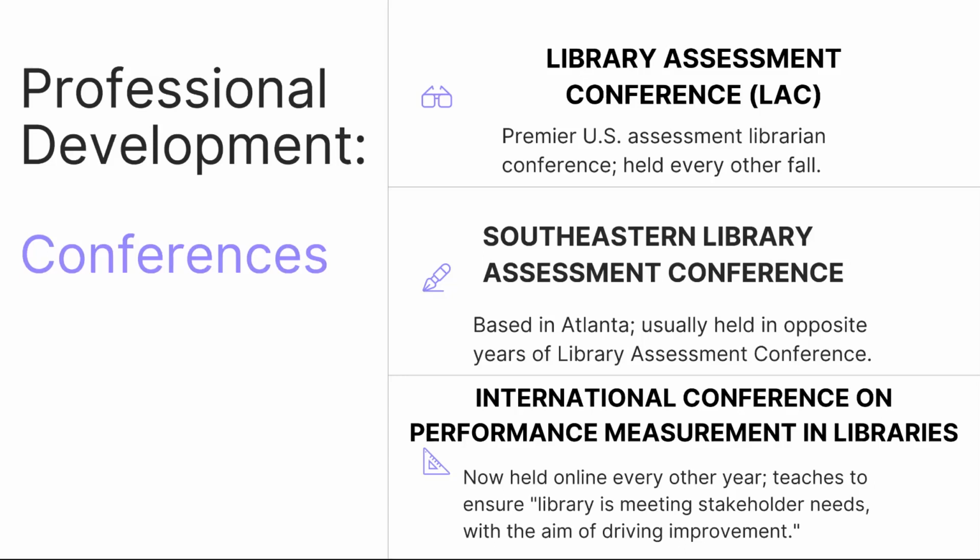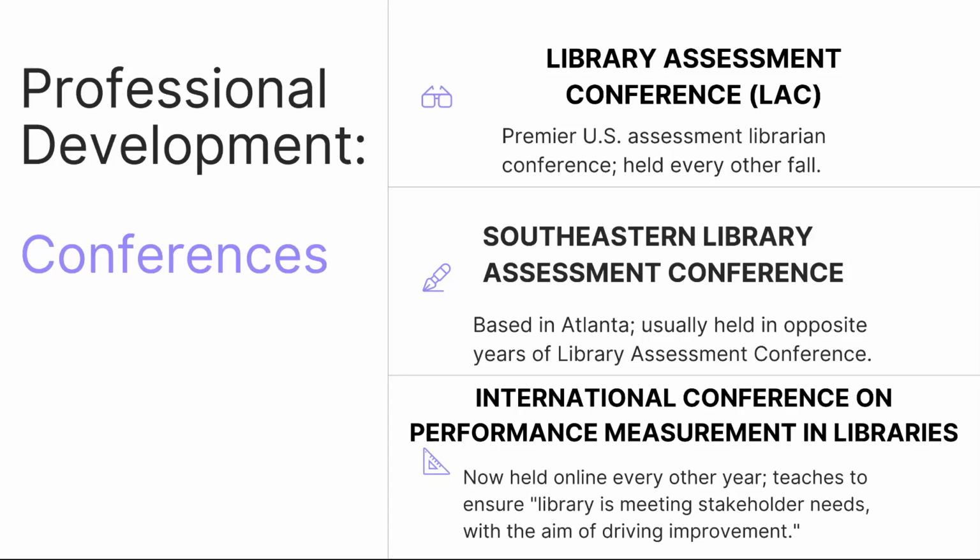Next is the Southeastern Library Assessment Conference. I went to this one in Atlanta once. This was also a very useful conference. And this one is usually held in opposite years of the Library Assessment Conference. So the last one I saw for this one was 2021. I imagine they'll have one in 2023. I'm not completely positive, but I suggest checking out their website if this is something that would interest you.